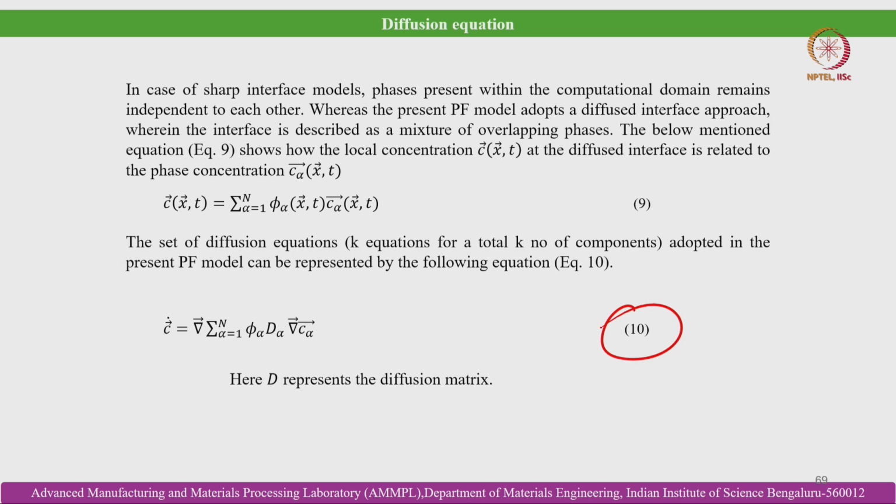where C bar dot is equal to grad bar of the summation of alpha equal to 1 to n of phi alpha, the phase field parameter for phase alpha, D alpha, the diffusion coefficient for phase alpha, and grad bar C alpha bar. Here D represents the diffusion matrix.